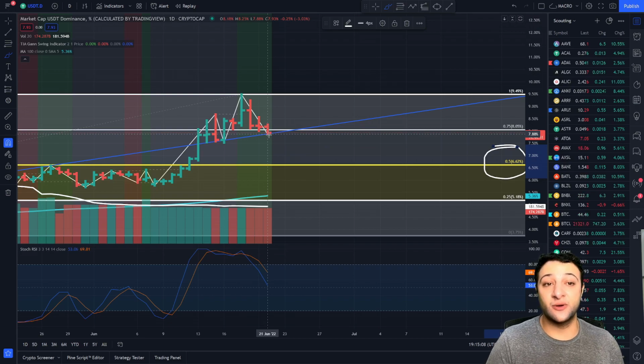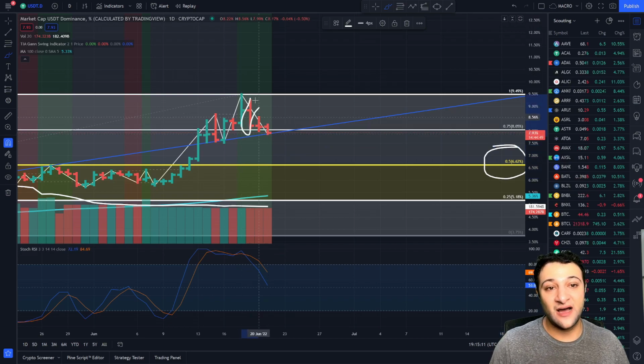Remember, it's the opposite. So we want this to go down. Any sort of down bar represents money going usually into altcoins or Bitcoin, but generally into altcoins. So we've still got some room, and that means the alts can be ready for a bit of a run.